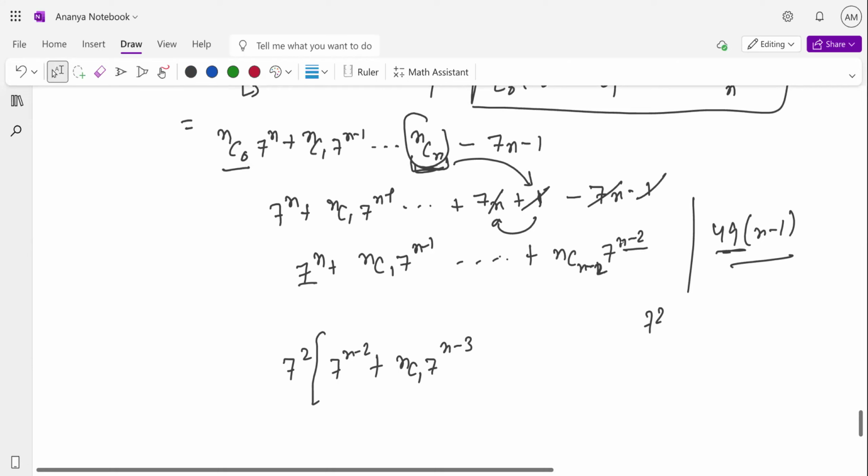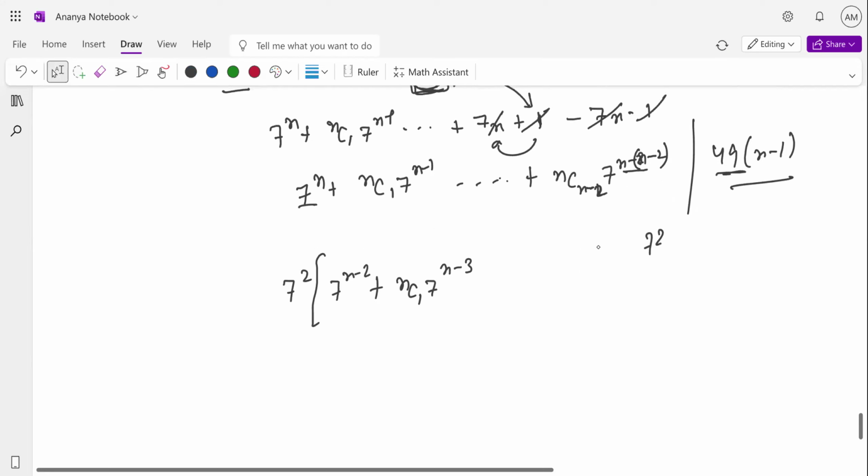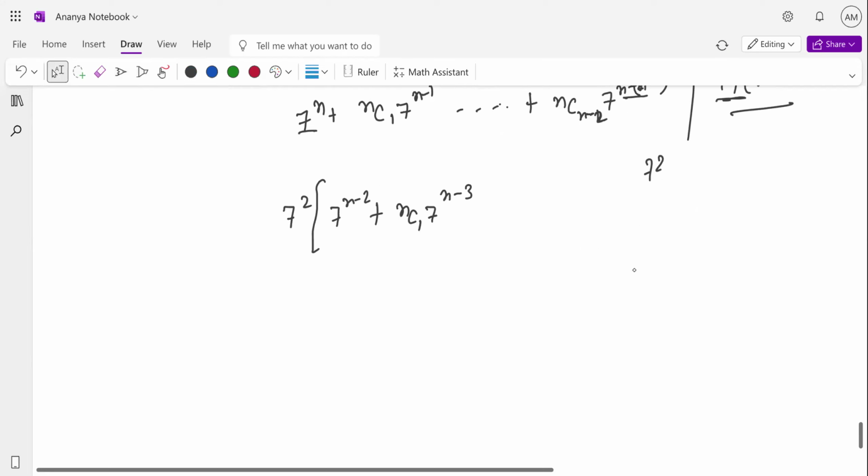Wait, what did I do? Yeah, it is n minus 2. Okay, so it would be 7 square, right? Yeah, wait, let me check. Look, the last part was how much? It was 7 to the power n, right? Just before, it will be 7 to the power n minus.